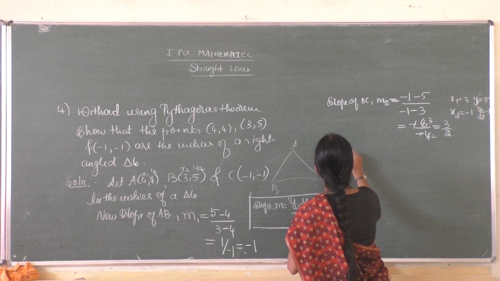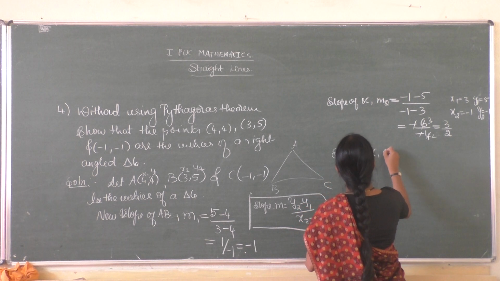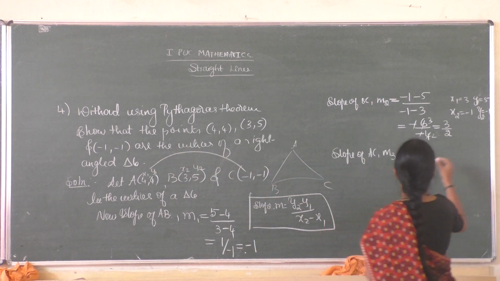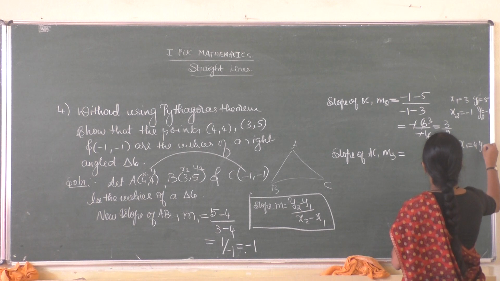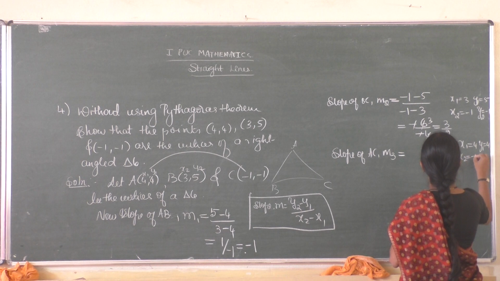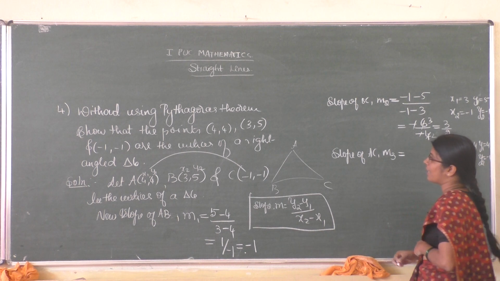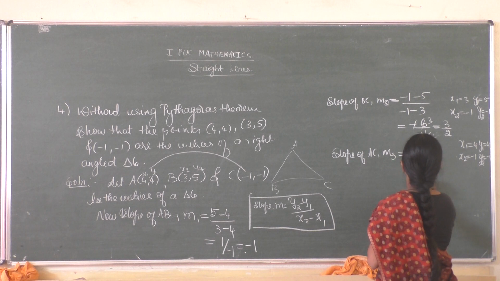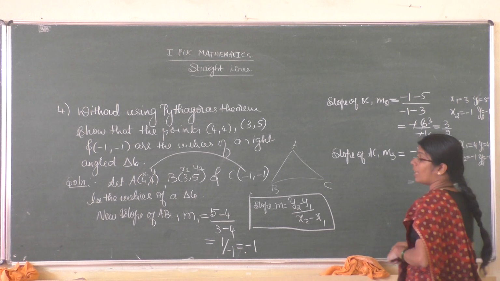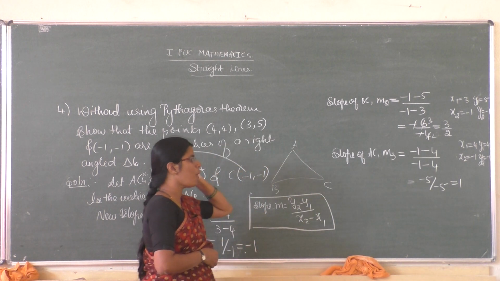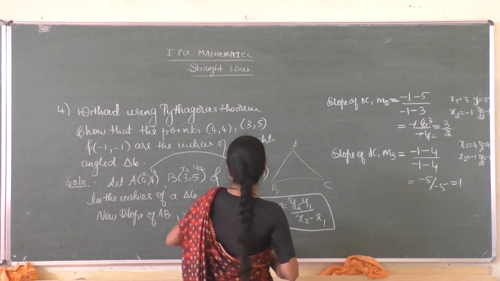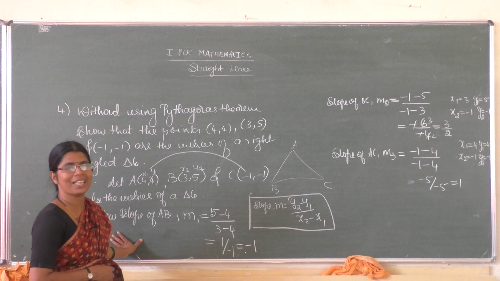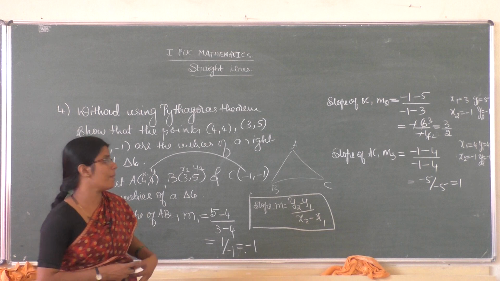Then slope of AC, you consider that as m3. Here x1 is equal to 4, y1 equal to 4, x2 is equal to minus 1, y2 is equal to minus 1. So that is (minus 1 minus 4) by (minus 1 minus 4), minus 5 by minus 5, that is plus 1. So slope of AC is m3 equal to 1. Now m1 into m3 is equal to minus 1 into 1, that becomes minus 1.